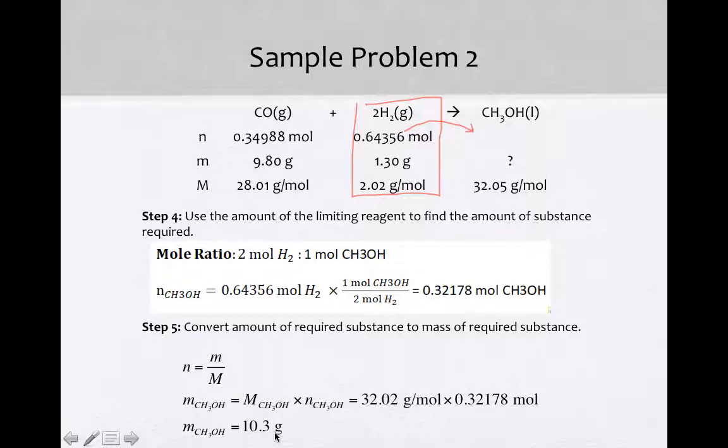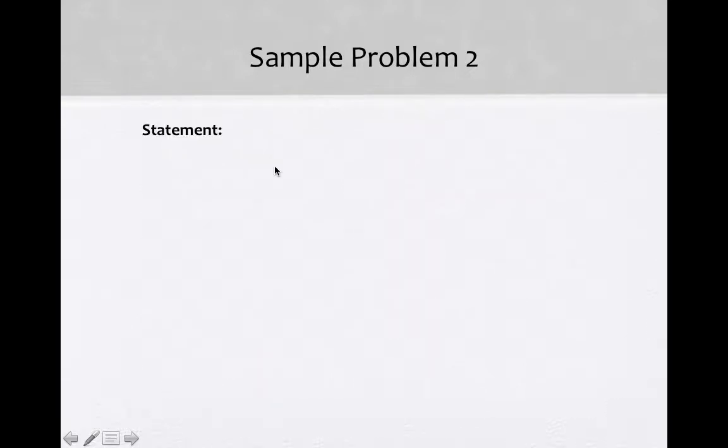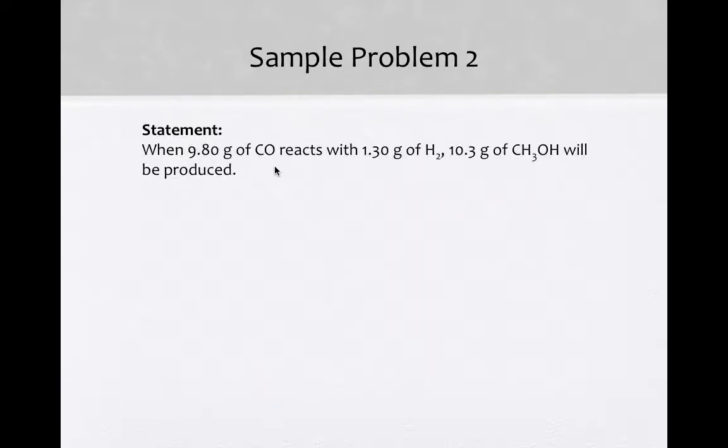In terms of sig figs, we were given 1.30 grams, which has 3 sig figs, so we're going to use that. I know in the question it said 9.8 grams. That was a typo, and let's consider that it was 9.80. Okay. So now we write and conclude with our statement. So when 9.80 grams of CO reacts with 1.30 grams of hydrogen, 10.3 grams of methanol will be produced.